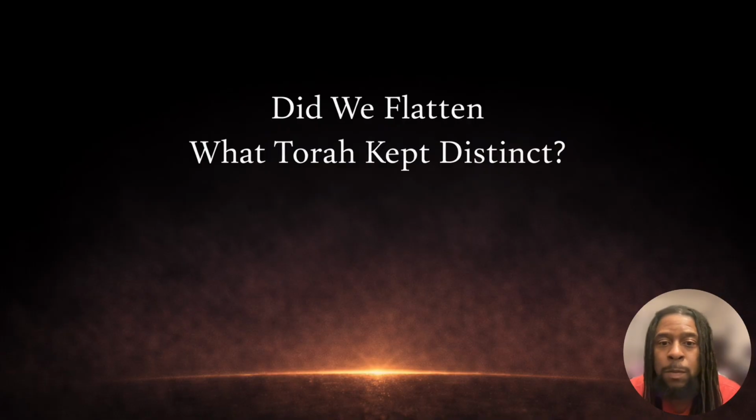All right, so did we flatten what Torah kept distinct? If Torah is this architecturally sophisticated, why were we taught to collapse? Go ahead. I want you to read Leviticus 4, read Leviticus 16, read Numbers 19, read Jeremiah 31, and ask yourself, did we lose something? Because the Torah did not lose the distinction. Only our reading did. Maybe through transliterations, maybe through theology.